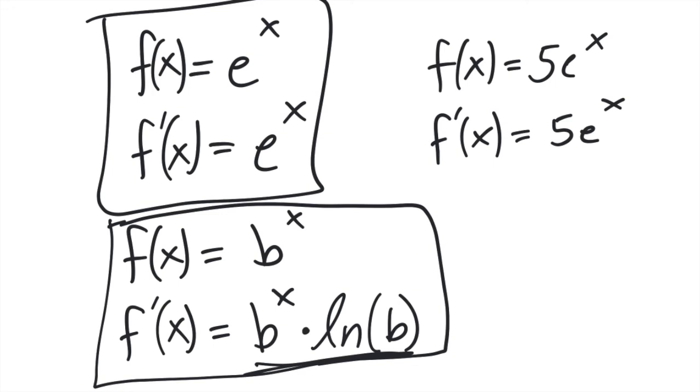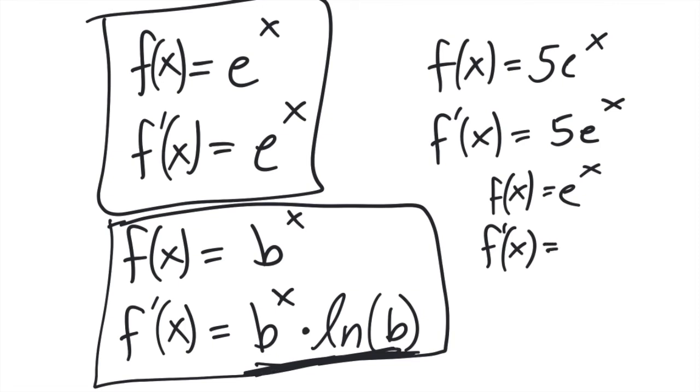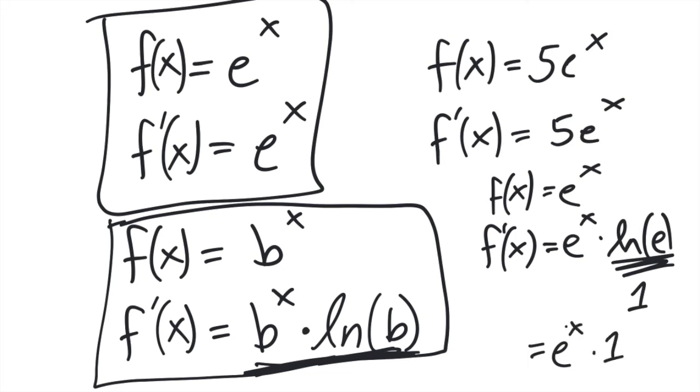I mean, think about it like this. The formula for e also satisfies this b to the x times the natural log of b. If you had f of x as e to the x, then f prime of x, using the formula down here for a generic b, would be e to the x times the natural log of e. And you say, well, okay, why don't we use that one? Well, we are. But what's the natural log of e? That's just 1. So really we end up with e to the x times 1, which is why we still get e to the x up here as its own derivative.